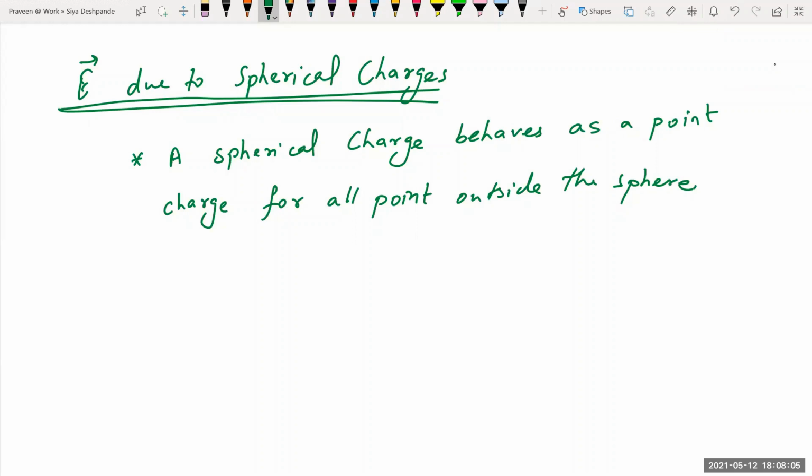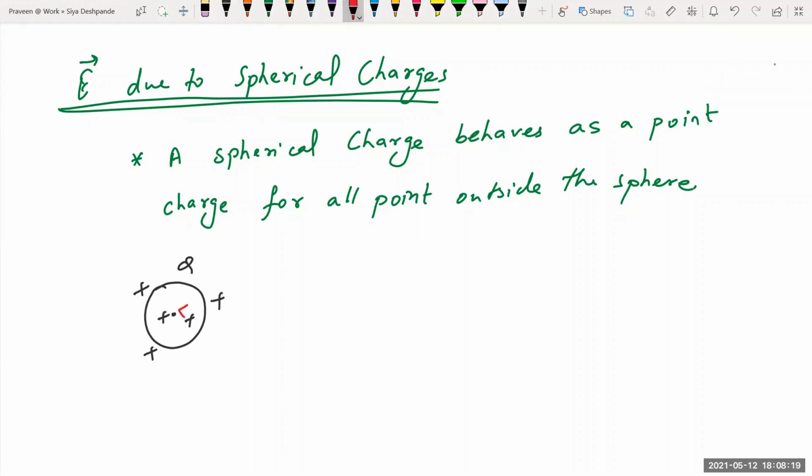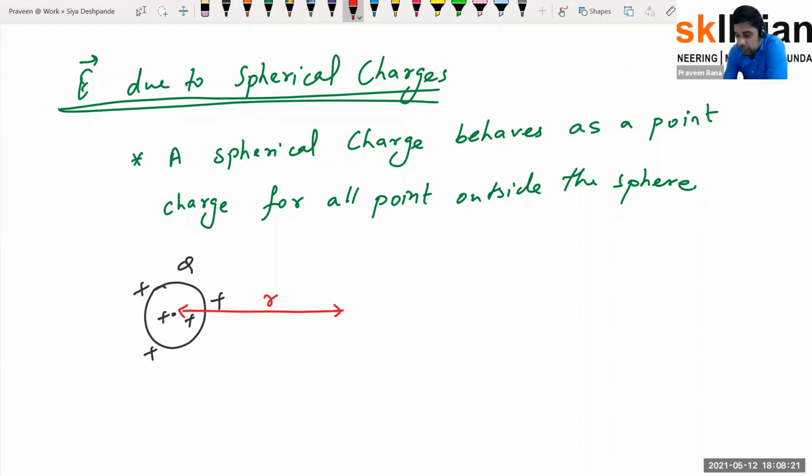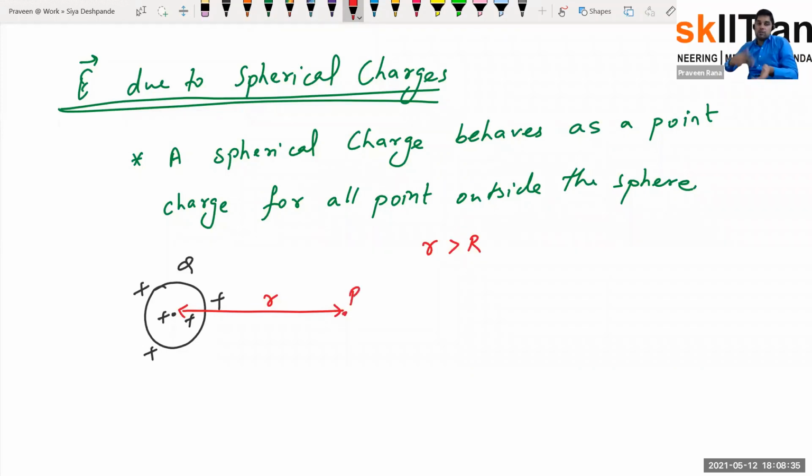Let me just quickly show you what I'm talking about. Let's just say I have a spherical charge, a big charge Q. And now I am taking a distance capital R, small r, which is greater than capital R. Means if the distance is greater than radius, you are definitely going to go out of the sphere. So I have taken a point P here. Now, all I ask you is what's the value of electric field at this point? How would you find?